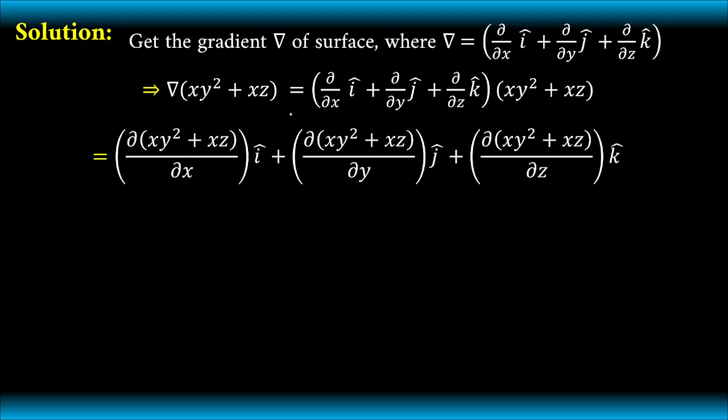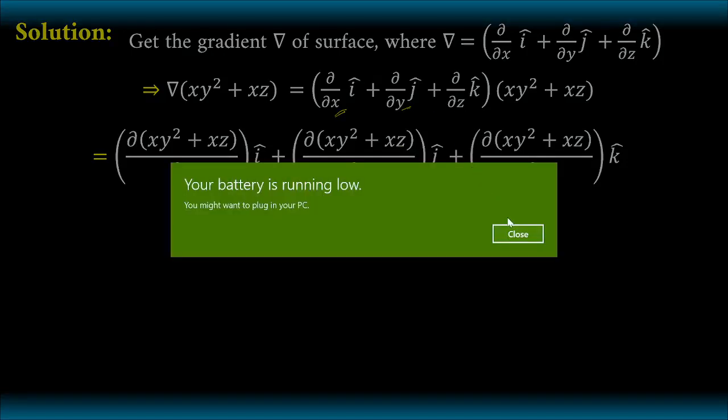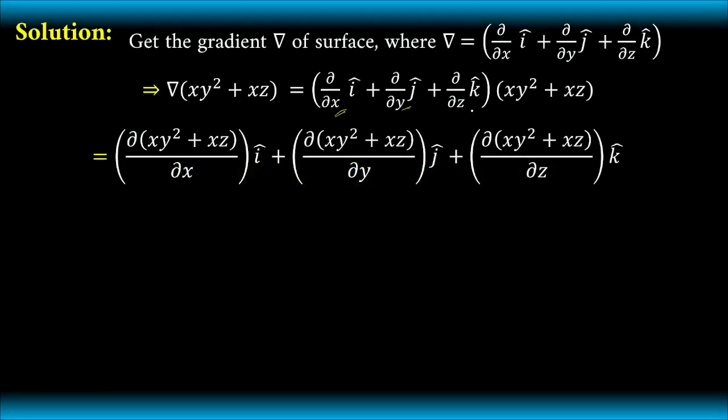So you have partial with respect to x of xy squared plus xz, i hat. This is for the first term. And then we move to the partial with respect to y of xy squared plus xz, j hat. And then for the last term, we have partial with respect to z, k hat, of xy squared plus xz. So we just have to actually perform this operation.